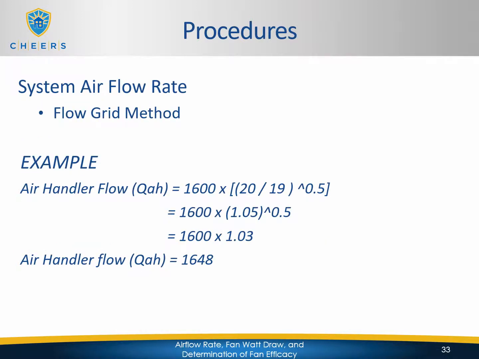So once we plug those in, we have 1600 times 20 divided by 19 raised to the 0.5. And again, with the same variables, you're going to be coming up to the same results. So the air handler flow again is going to be 1648.